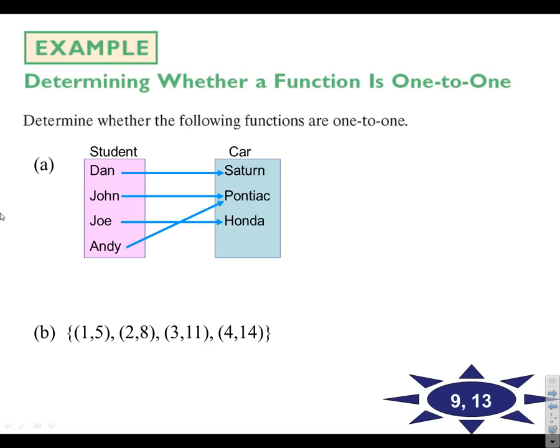All right, so determine whether the following functions are one-to-one. The first one, certainly not, because of the Pontiac here, right? John and Andy both want a Pontiac, not allowed. And how about this one? No repeats in the x, so it is a function. Any repeats in the y? No, there's not. So this is a one-to-one function. No x repeats, no y repeats. All right, knowing that, try problems 9 and 13.